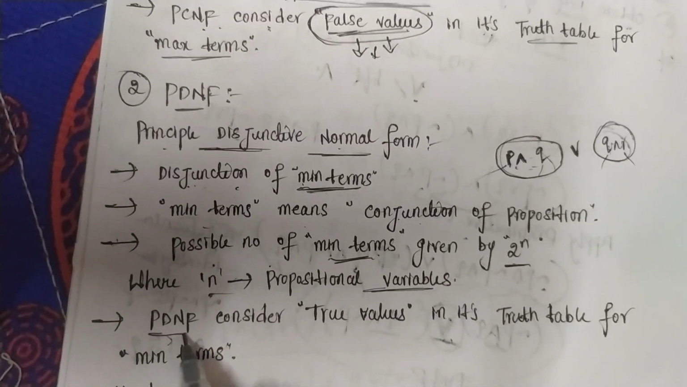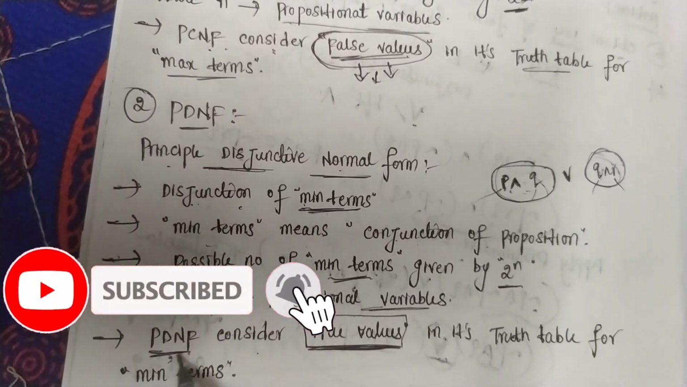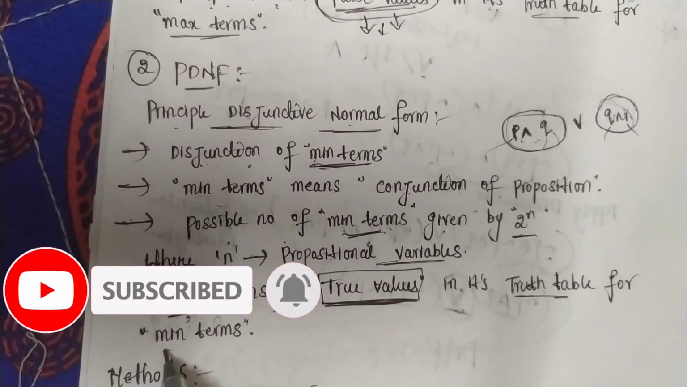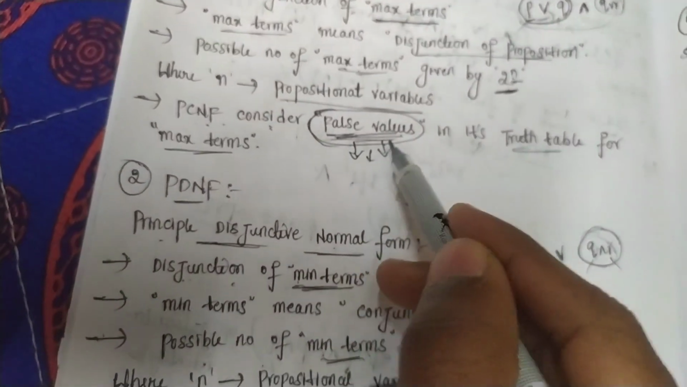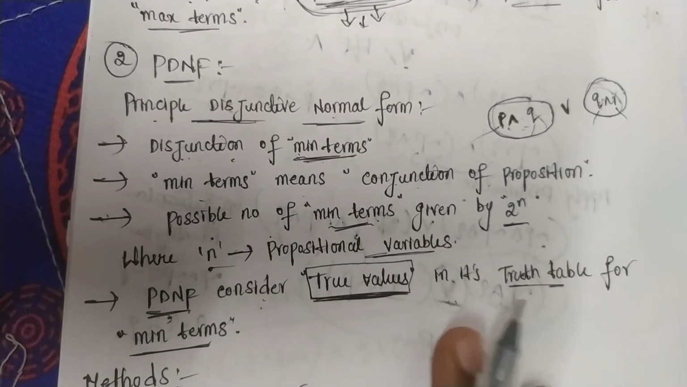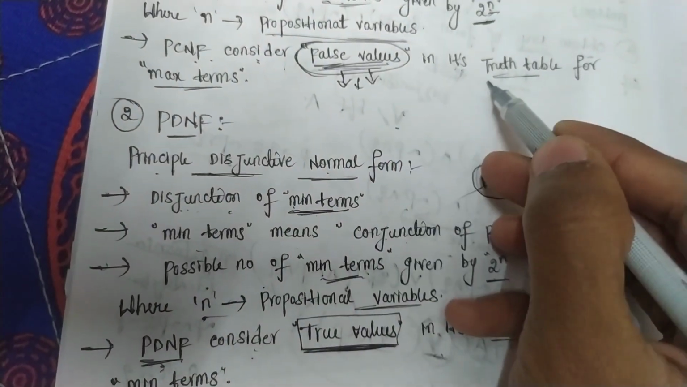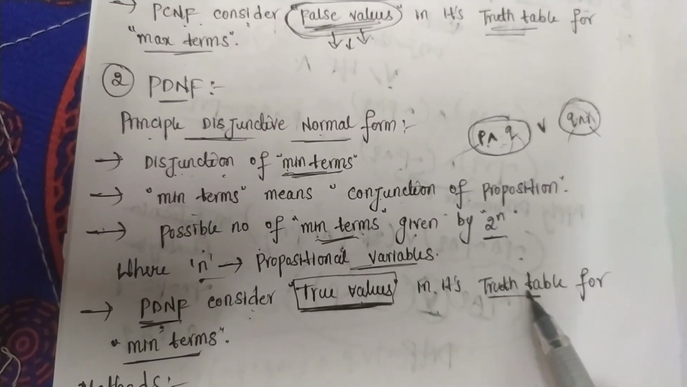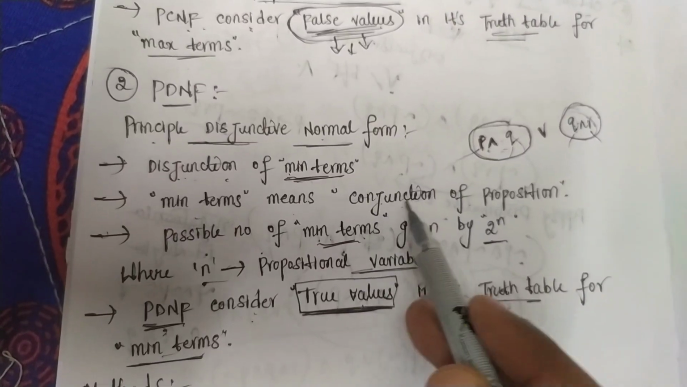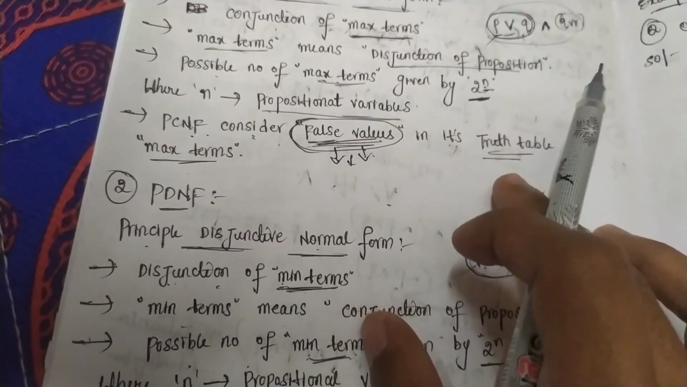Here PDNF considers true values. This is the main point we have to remember: PDNF considers true values in the truth table for min terms, whereas PCNF considers false values. So these are the main things to remember. PCNF considers false values in the truth table for max terms, and PDNF considers true values in the truth table for min terms. Min term means conjunction of propositions, and max term means disjunction of propositions. These are the main points to remember while solving a problem.